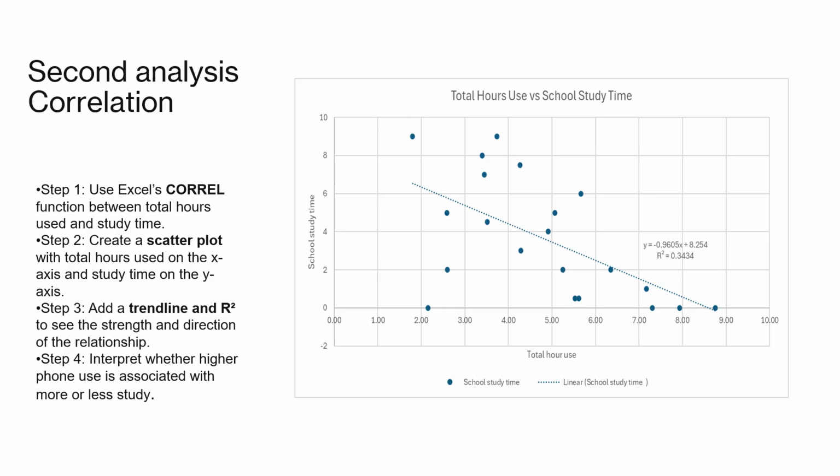The R-squared value is around 0.34, which means roughly 34% of the variation in my study time can be explained by changes in my total hour use. The rest is from other things such as tiredness, assignments, mood, or working.